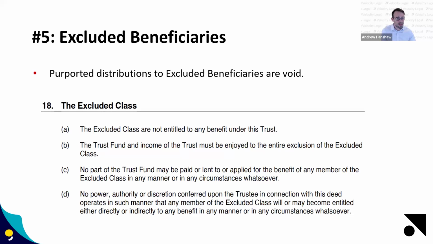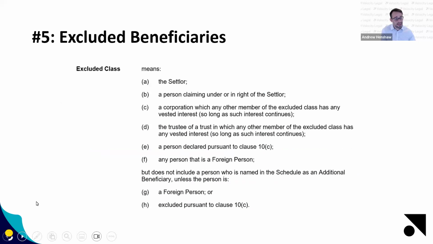But sometimes deeds go a lot further than excluding just the settlor. They can exclude a whole raft of people, and there might be reasons why. Sometimes there is no logical reason why. So, for example, this is quite a big list. It's the settlor, someone claiming in right of the settlor, a corporation which someone else in the class has an interest in, a trust which someone else has an interest in, and certain foreign persons as well. And I'll come back to the foreign person thing a little bit later on.